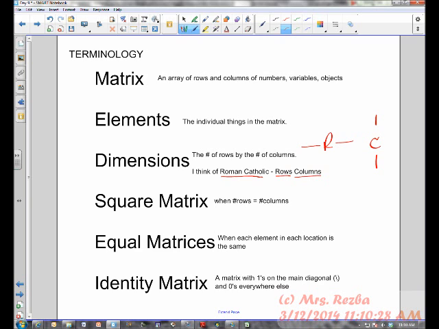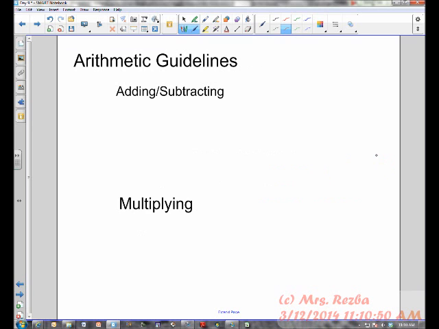A square matrix is when the number of rows equals the number of columns. Equal matrices are when every single element in the exact same spot is identical to every single element in the exact same spot of another matrix. An identity matrix we're going to learn about and really try to use tomorrow, and that's a matrix with ones on the main diagonal and zeros everywhere else.